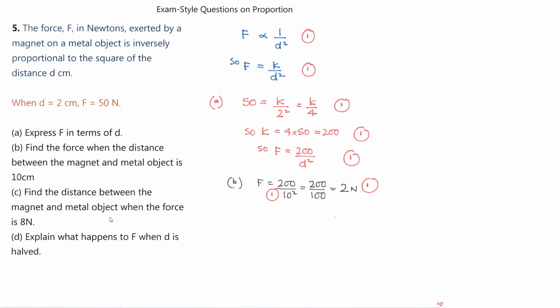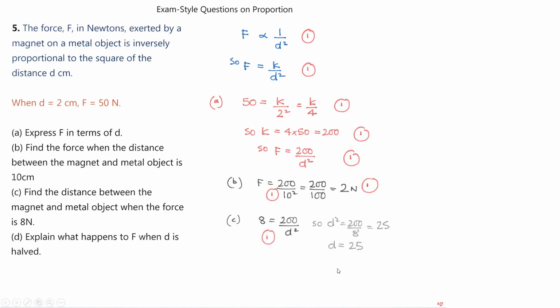So question C says find the distance between the magnet and the metal object when the force is 8 newtons. So this time we know what the force is, and we have to work backwards and work out what the distance must have been. So here's our formula. F equals 200 divided by d squared. So this time we know that F is 8, and we've got to work out what d must be. So 8 equals 200 divided by d squared.